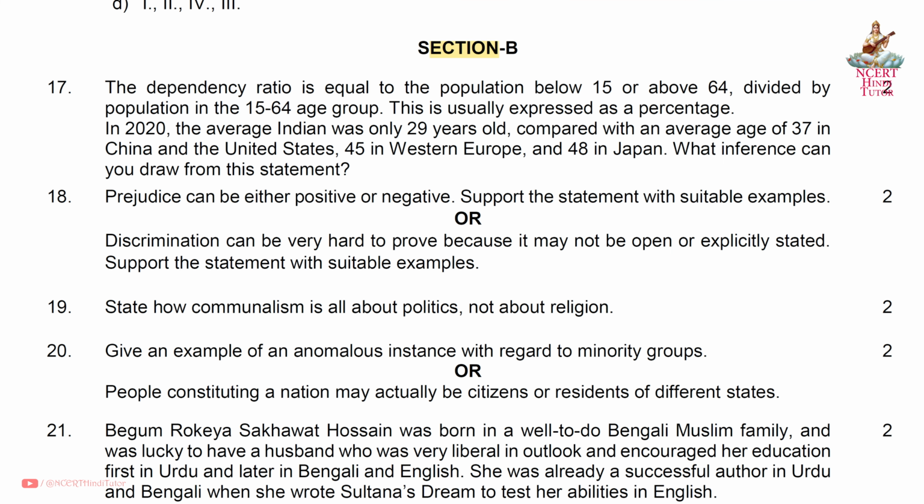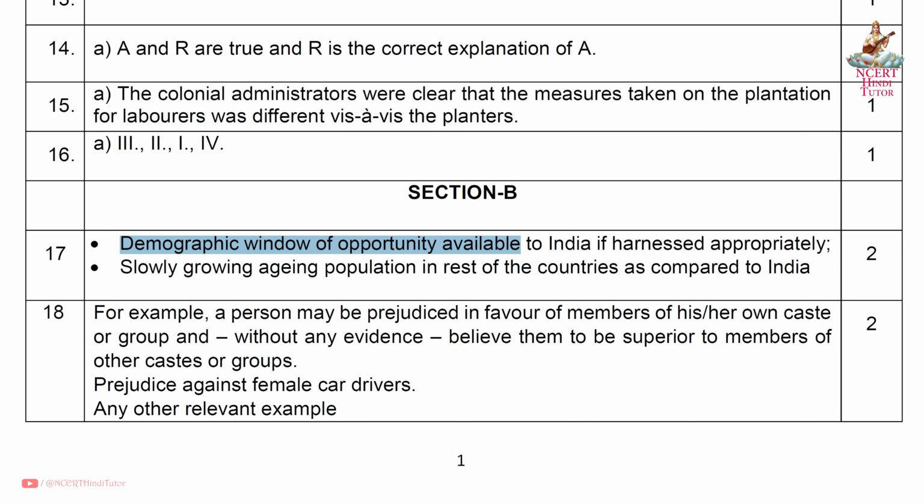Section B. Question 17. The dependency ratio is equal to the population below 15 or above 64 divided by the population in the 15 to 64 age group. This is usually expressed as a percentage. In 2020, the average Indian was only 29 years old, compared with an average age of 37 in China and the United States, 45 in Western Europe, and 48 in Japan. What inference can you draw from this statement? Answer: Demographic window of opportunity available to India if harnessed appropriately, slowly growing aging population in rest of the countries as compared to India.